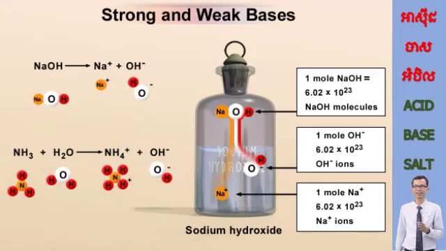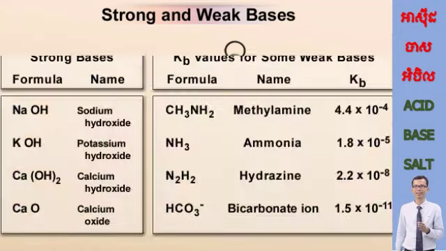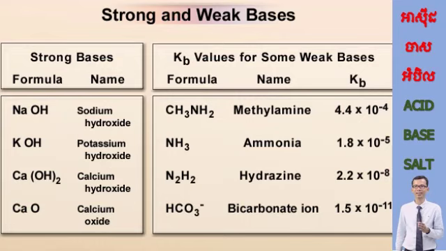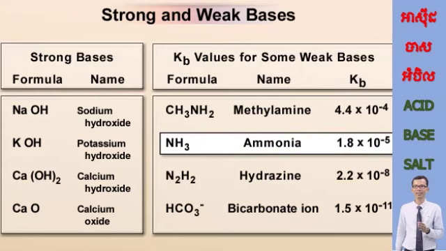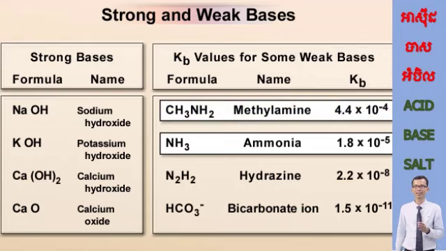Weak bases only partially dissociate in water. The smaller the Kb value, the smaller the extent of dissociation, and therefore the weaker the base. There are several common weak bases, such as ammonia, NH3. By looking at the table provided for you on your screen, can you determine that methylamine is a stronger base than ammonia?